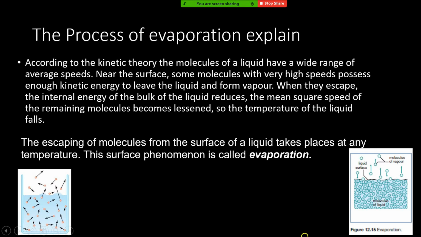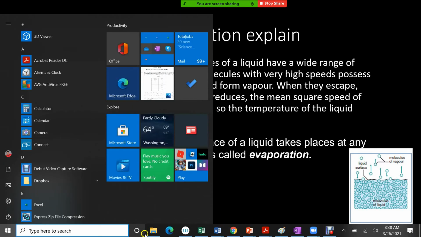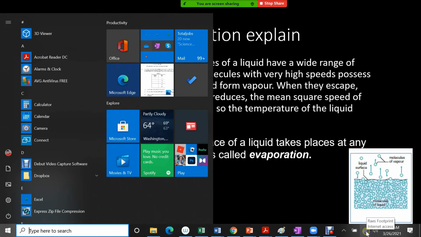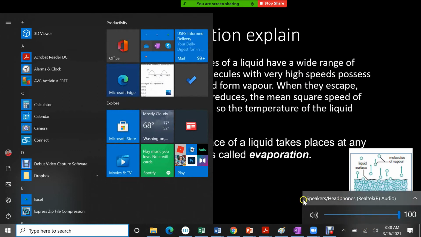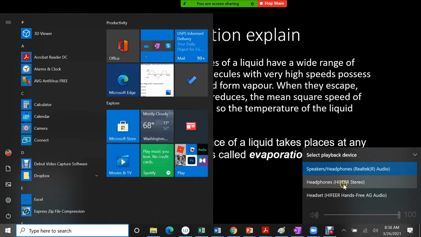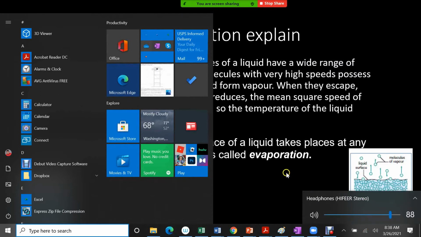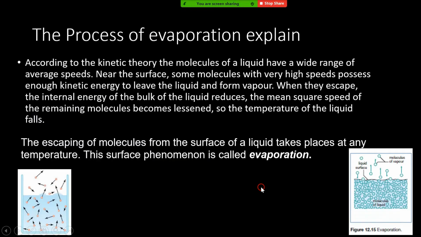Hold on, because I was using my computer audio. Let me just change something here. Hopefully it will work now. Say something, let me see if I can hear you.